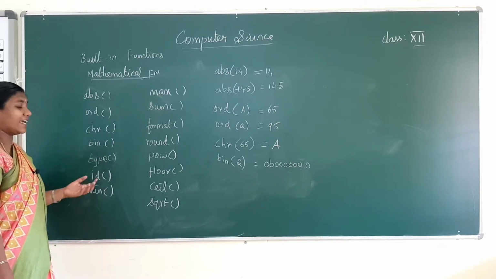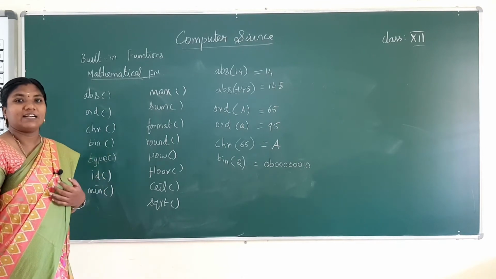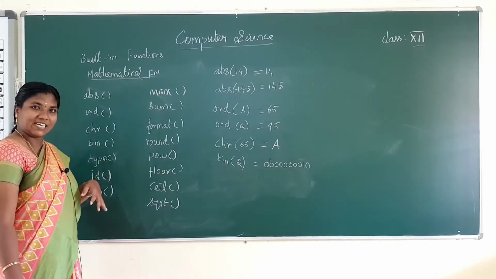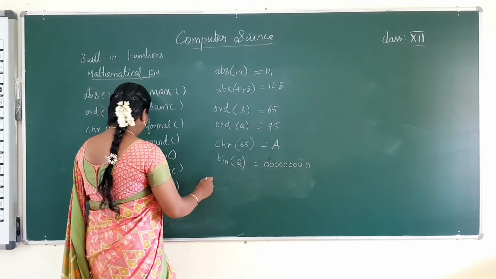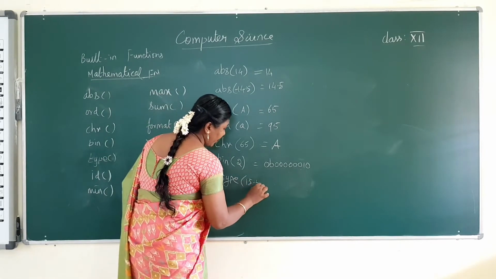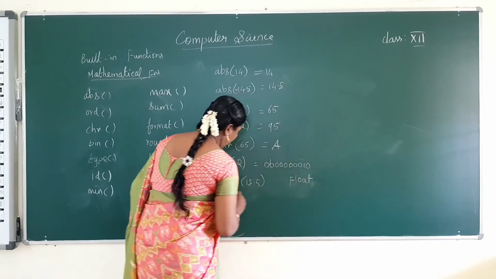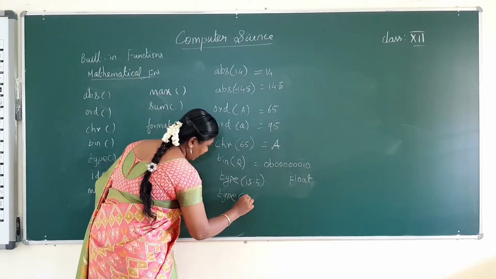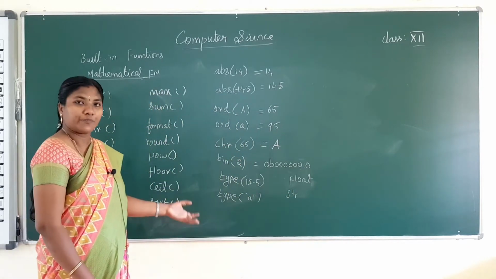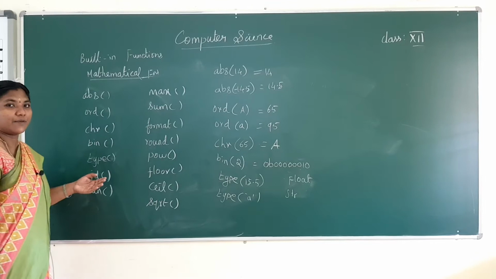And next one, type. It gives which type the value belongs to, such as integer or float. Suppose we give type of 15.5, its output will be float. And if you give type of A, then it is a string. If you give a number, its output will be integer. So it will specify which type of value it is.